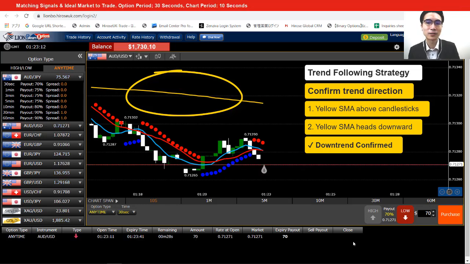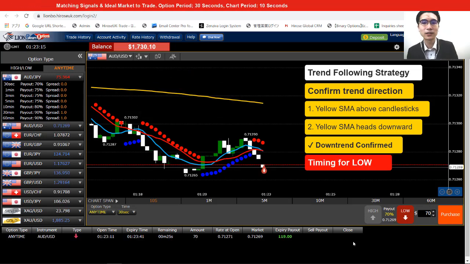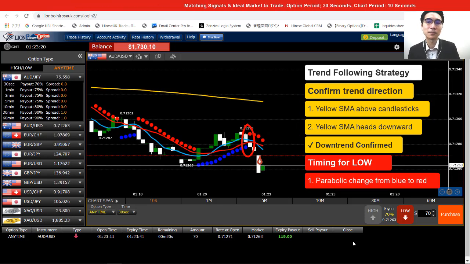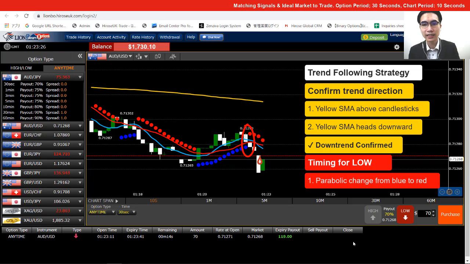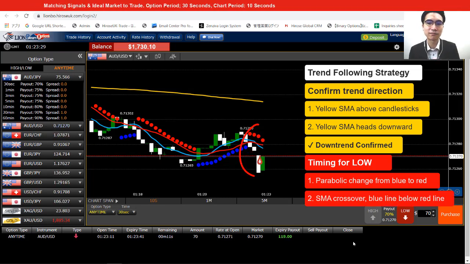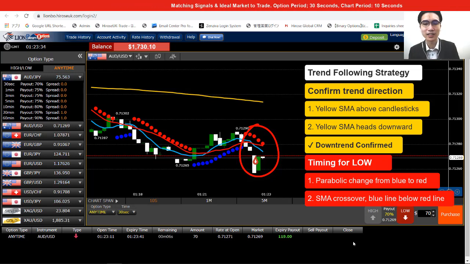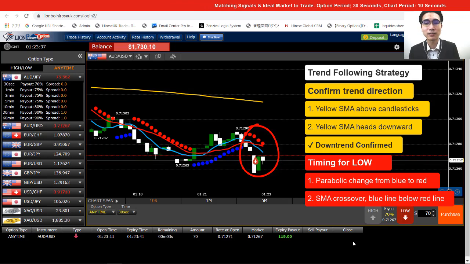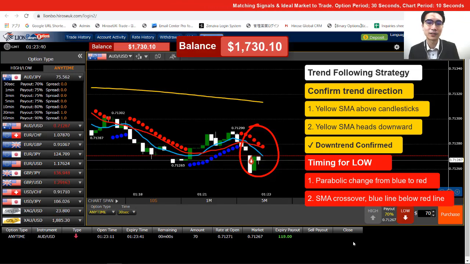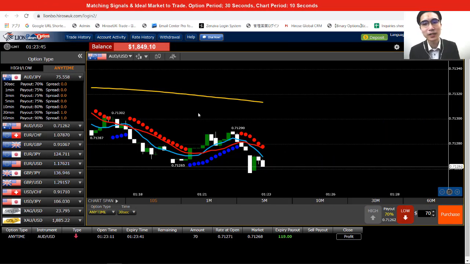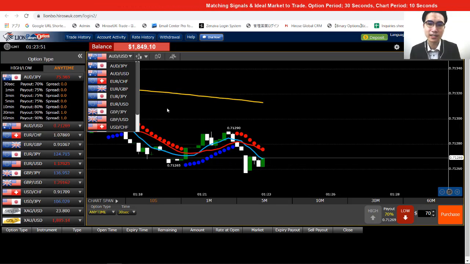And then now I will open the low option. For the timing to open a low option, first I need to look at the parabolic. I need these 2 parabolic to change color from blue to red. That's a bearish indication. And then after I get that, I need a confirmation signal from the simple moving average, which is a 2 lines crossover, with the blue line below the red line. That's the confirmation I need from the simple moving average. So now the trade is finished and it ended in profit. It's pretty easy. So I'll just try to make a few more trades and see how much I end up with today.